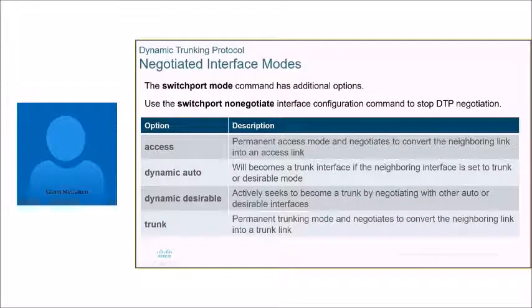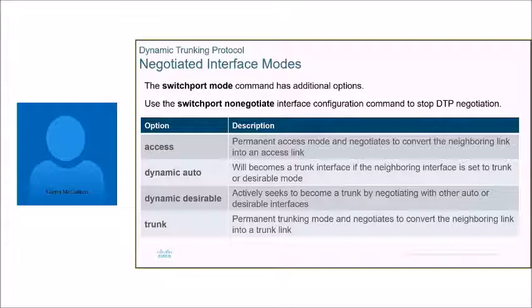Okay, so the switchport mode command has additional options. The switchport nonegotiate interface configuration will stop DTP negotiation. Switchport mode access, of course, sets it to be a host port. Dynamic auto is the default setting, and basically it means that if the other end really wants it to be a trunk, yeah, all right, I'll become a trunk.